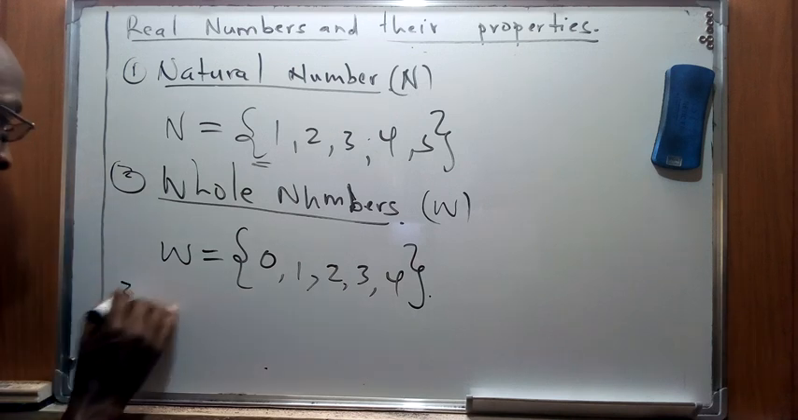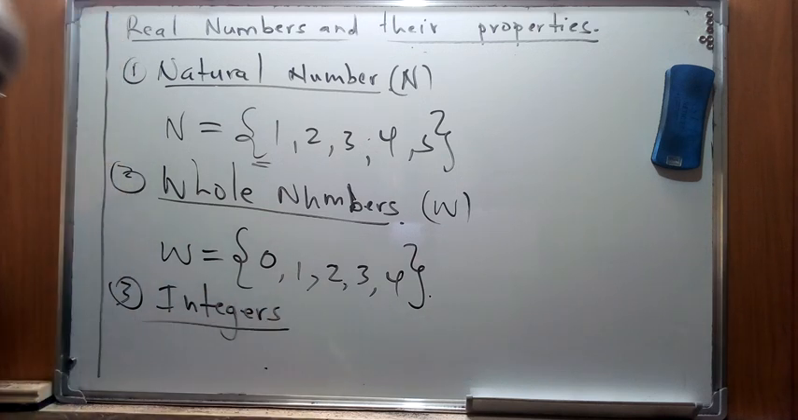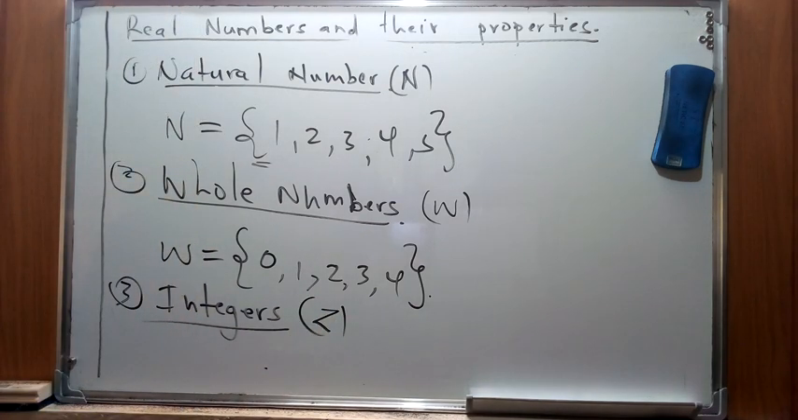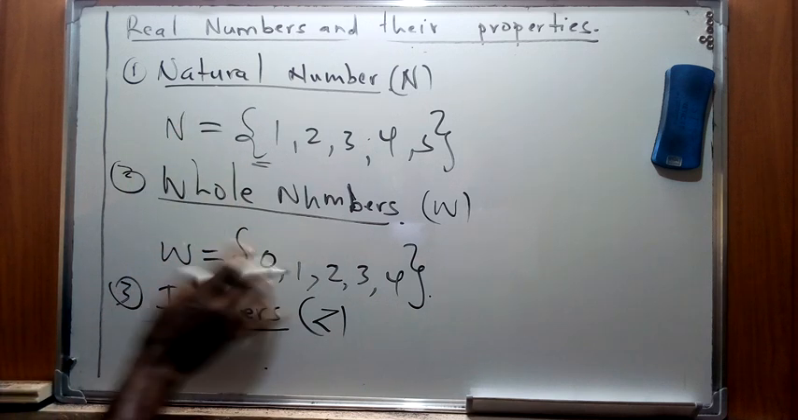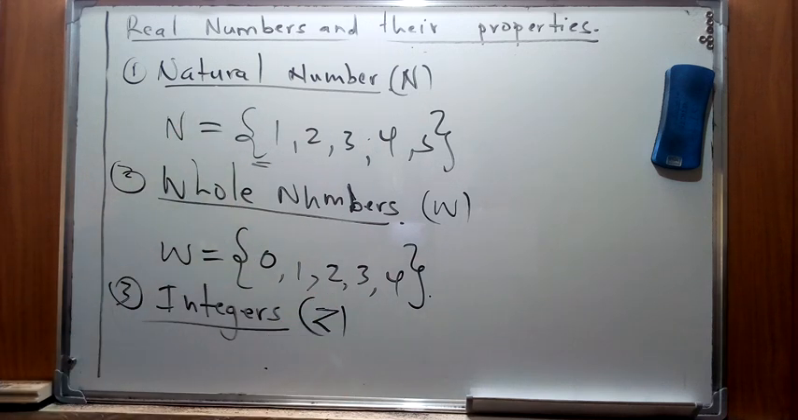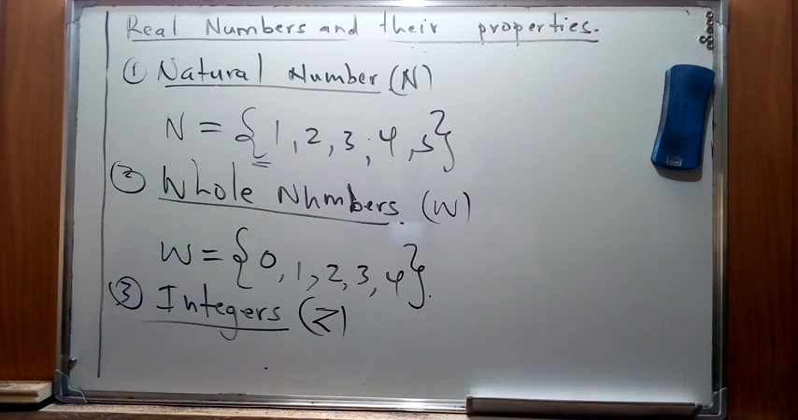And then number three, we have what we call integers. Integers are initialized as Z, and this basically contains the set of all whole numbers together with the negative natural numbers. So for the first case, I've given positive numbers. The second case includes all the natural numbers together with 0. The third one includes all the whole numbers together with the negative numbers that we have already illustrated on our number line.